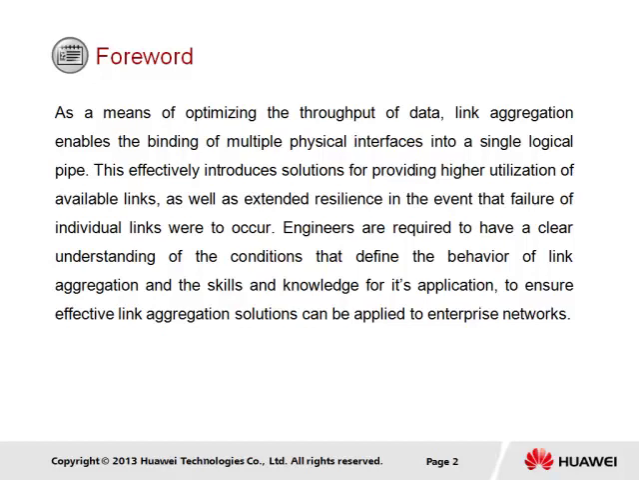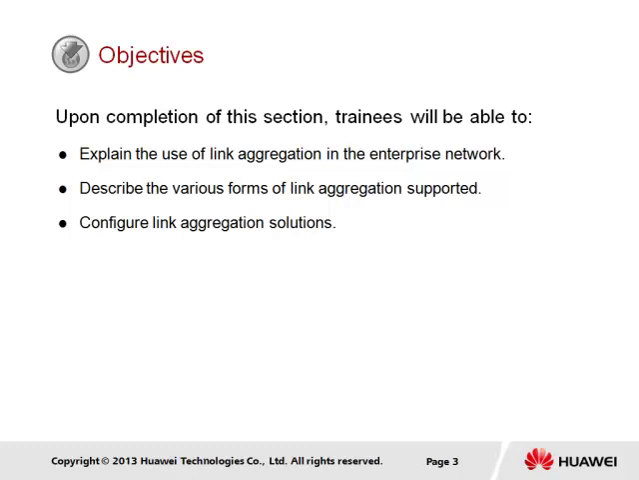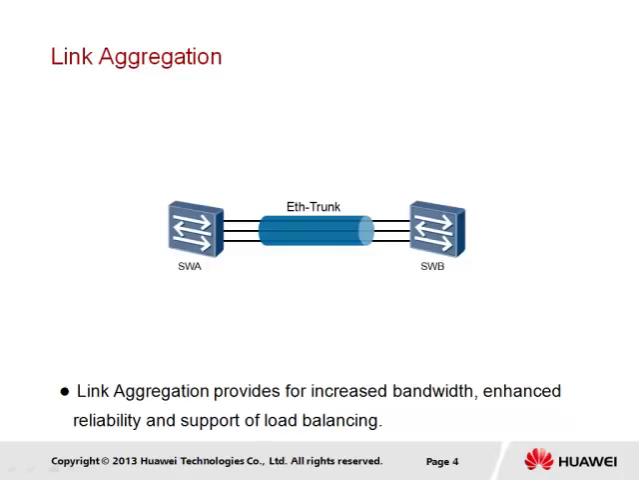Engineers are required to have a clear understanding of the conditions that define the behavior of link aggregation and the skills and knowledge for its application to ensure effective link aggregation solutions can be applied to enterprise networks. So upon completion of this section, it is generally expected that trainees will be able to explain the use of link aggregation in the enterprise network, describe the various forms of link aggregation that are supported, and configure link aggregation solutions.